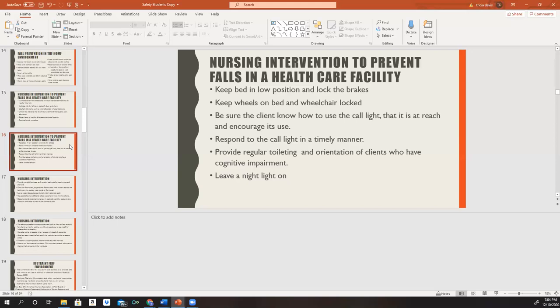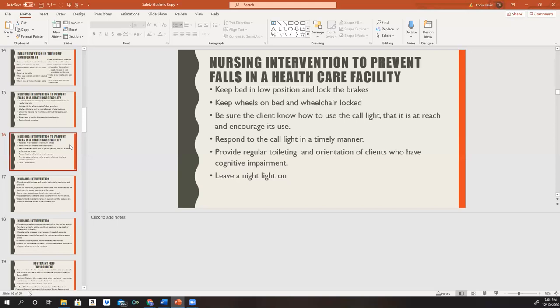You want to provide regular toileting and orientation of clients who have cognitive impairment. So what I like to do right before shift change is, starting at 6 o'clock, I go and talk to my patients again for the last time. And if they are high fall risk, I make sure they have everything they need. Do you have to go to the bathroom? Do you need anything to drink? Do you need any pain medicine?